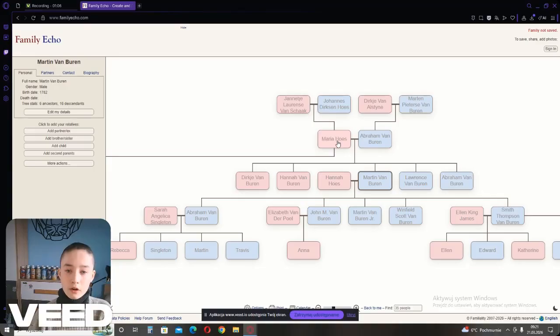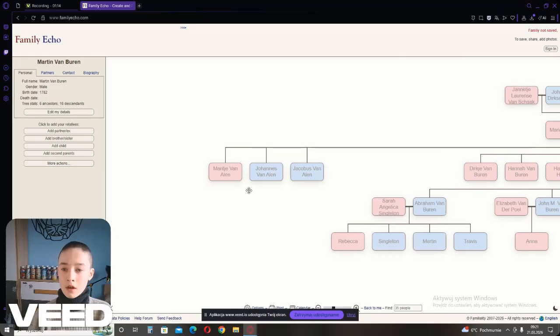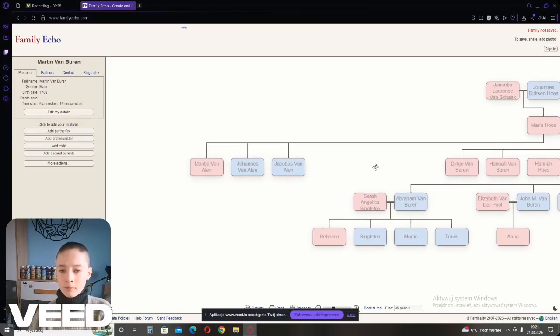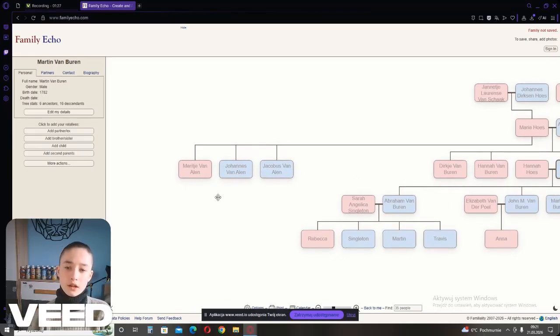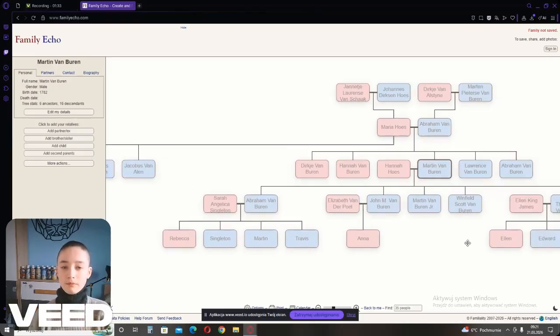His mother, Maria Hose, was married earlier, and she had 3 kids from the previous marriage. Mariti, I don't know how to pronounce that. Mariti Van Allen, Johannes Van Allen, and Jacobus Van Allen. Johannes is Dutch for John, and Jacobus is Dutch for James. Not Jacob too, but also James.